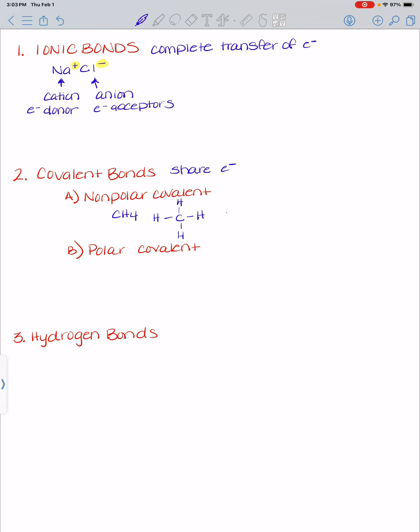If we talk about something like molecular oxygen, we would draw it like this. This is called a double bond. This means that two pairs of electrons are being equally shared. So anytime you see these straight lines, it's telling you that it's a covalent bond and that the electrons are being shared equally.